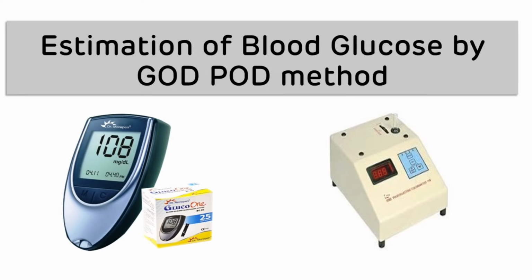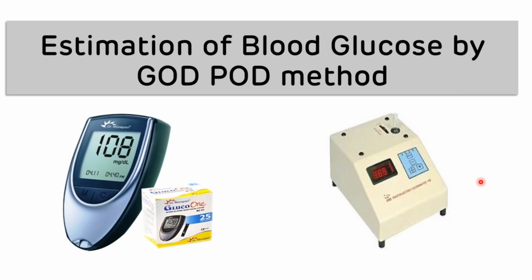Today we are going to discuss the estimation of blood glucose by glucose oxidase peroxidase method on the colorimeter. This is the second video in my video series of practical biochemistry, and it is one of the core topics of the practical aspects related to biochemistry. It is frequently asked in a practical exam.